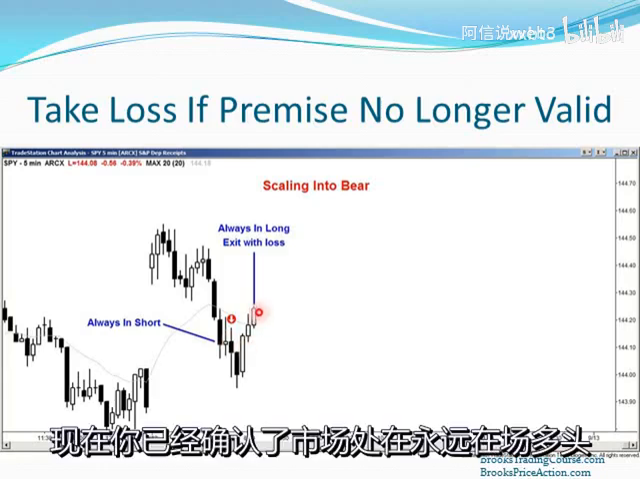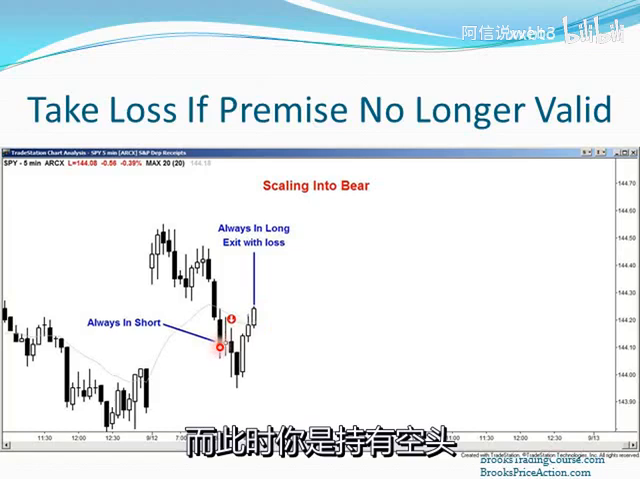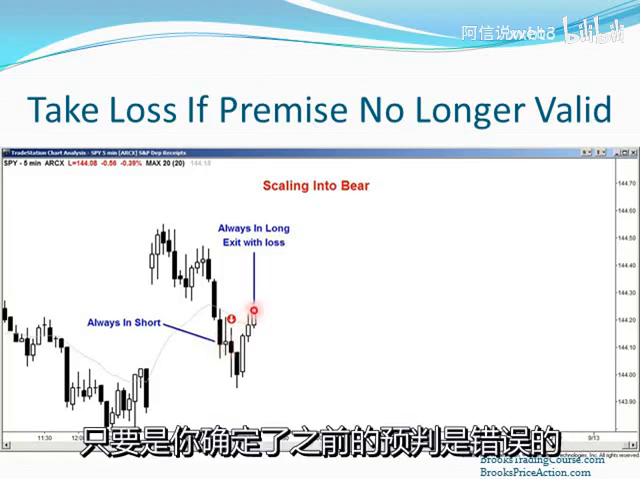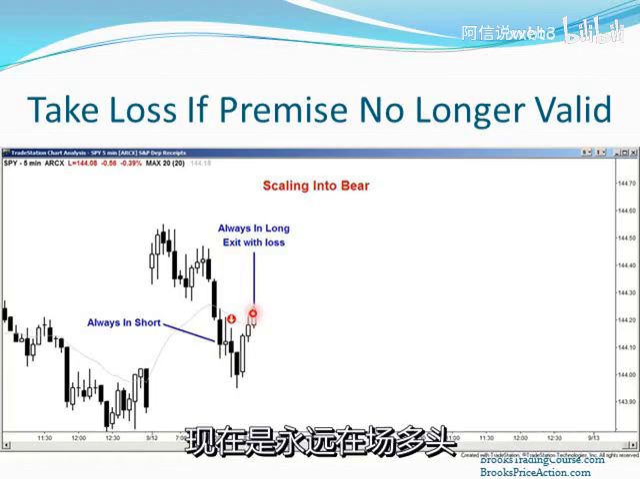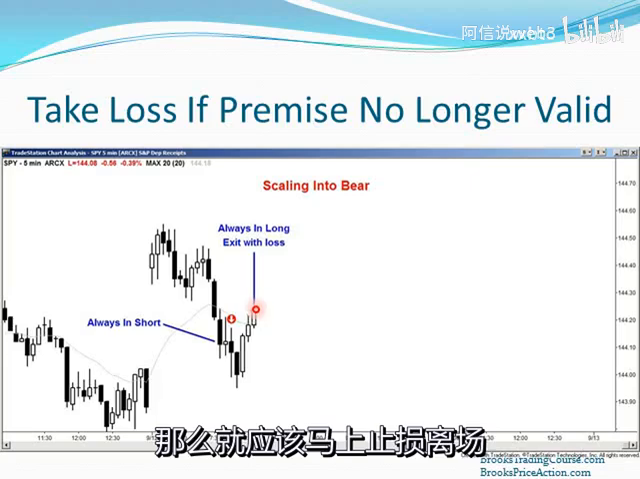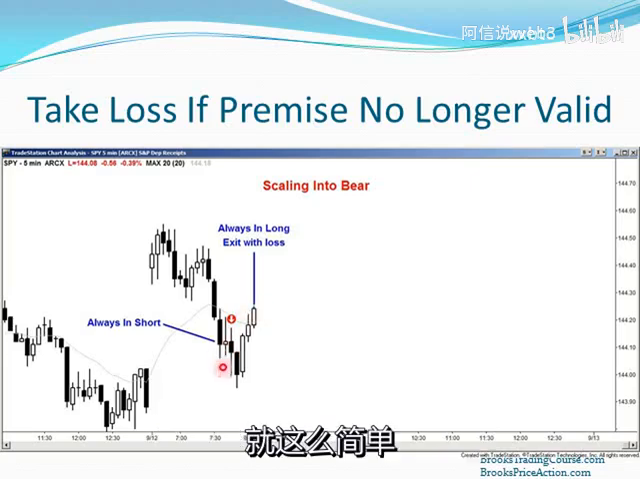You've now concluded that the market is always in long, and you're short. You can't do that. You have to get out immediately at the market. As soon as you decide that your premise is wrong and that it's now a bull trend and always in long and going higher, you have to get out at the market and take your loss. And it's as simple as that.